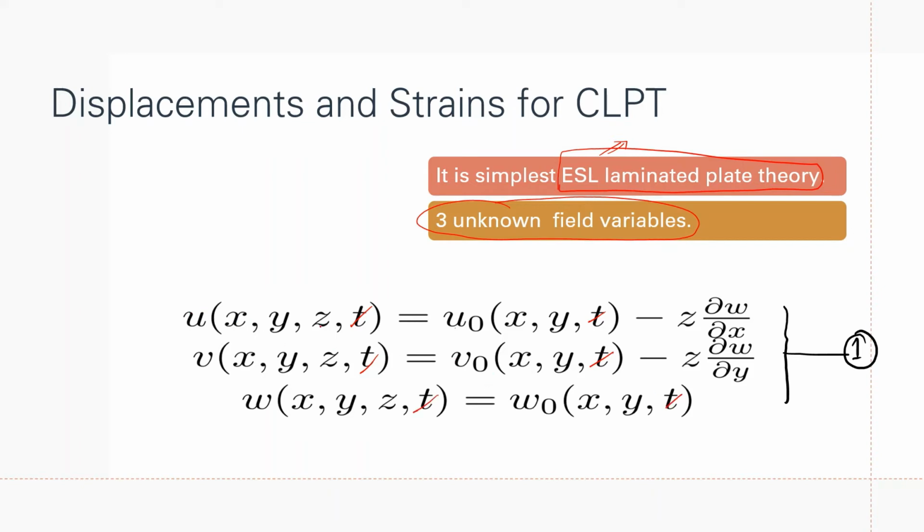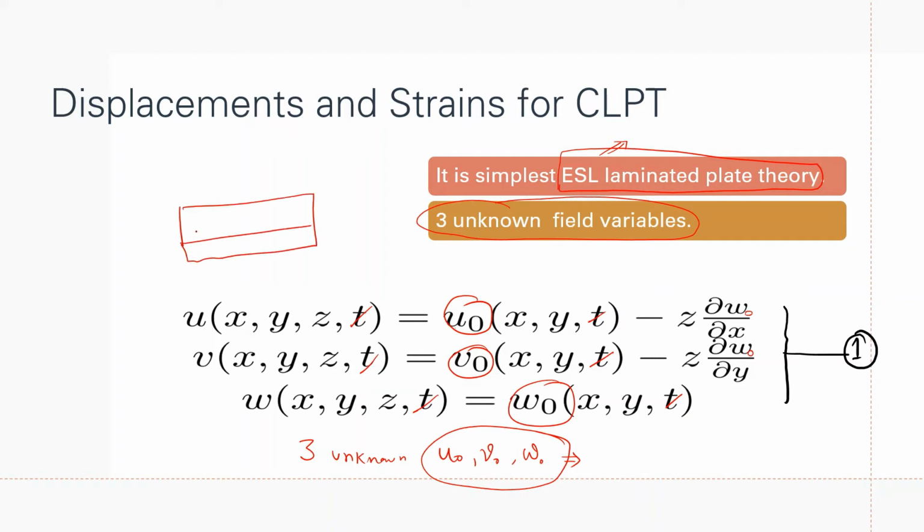So we are considering that u of x, y, z is equal to u naught of x comma y minus z times del w naught by del x, and similarly for v with del w naught by del y. So u naught, v naught, and w naught are the three unknowns to us. If w naught is known, then we can know del w naught by del x. So three independent unknowns are there: u naught, v naught, and w naught. If we find these three values, then we can find the displacement at any point in the plate, because u of x, y, z can be obtained directly from these equations.